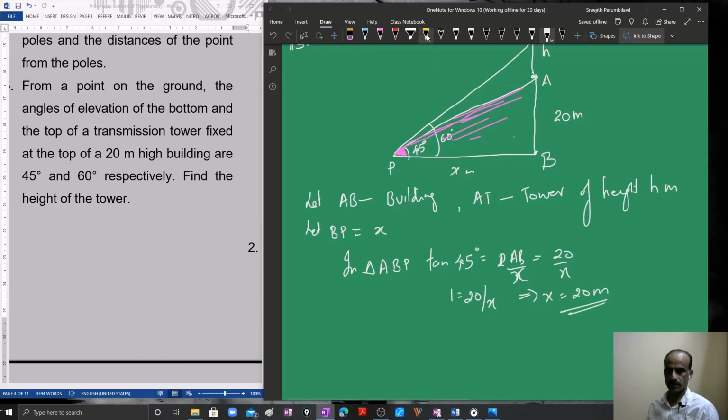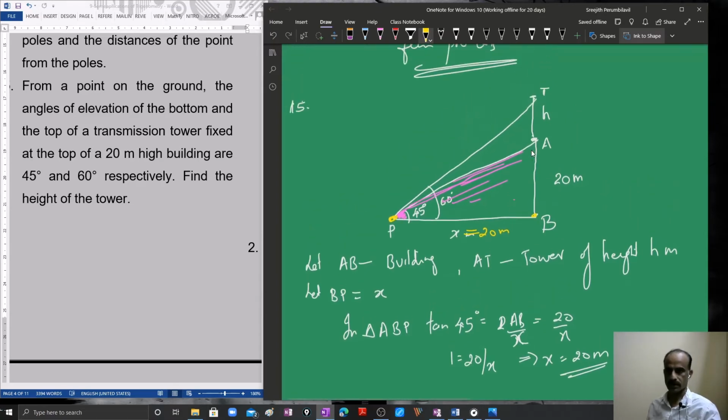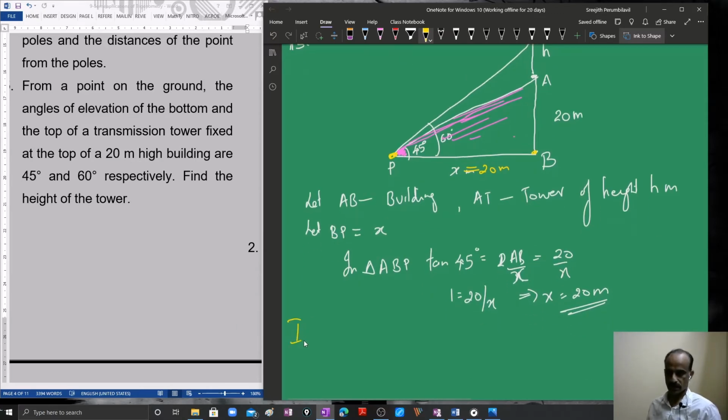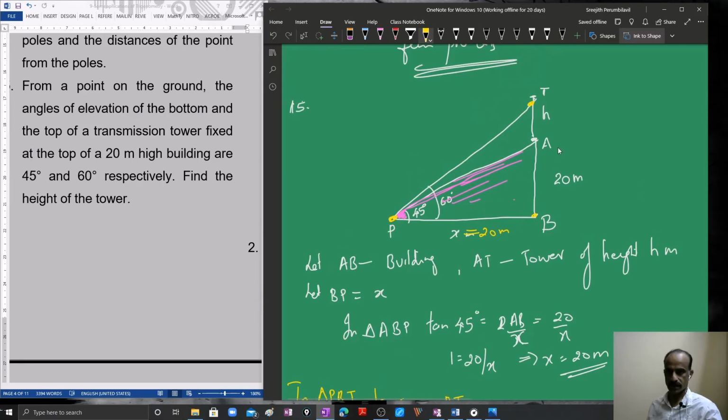So the bottom part is equal to 20 meters. Now take the larger triangle. Which is the larger triangle? P, B and T. In triangle PBT, again the opposite side is on this side. So tan of 60 degrees is equal to BT, the opposite side, divided by PB. Tan 60 is root 3. Root 3 is equal to BT divided by 20. BT means what? BT is this entire thing, that means h and 20.